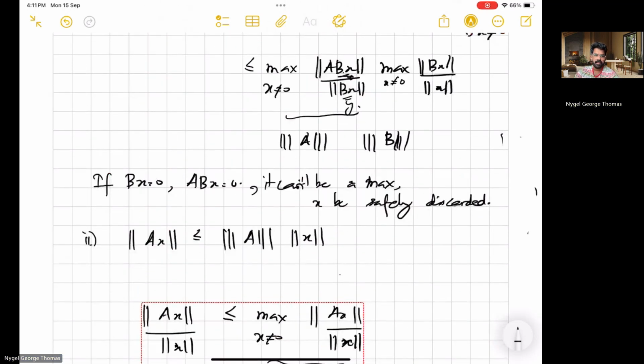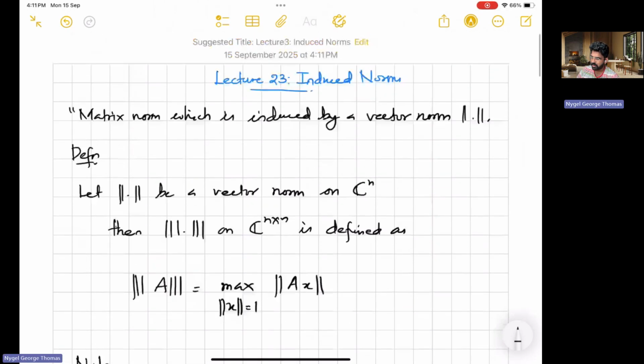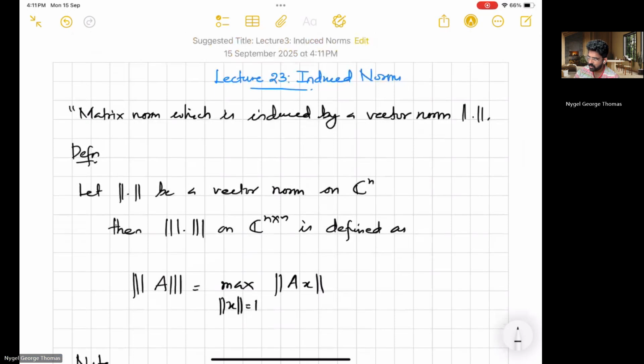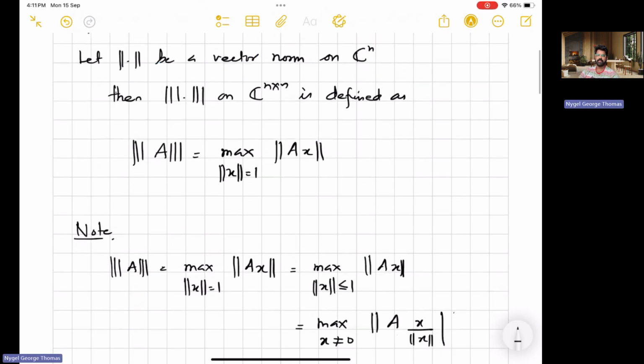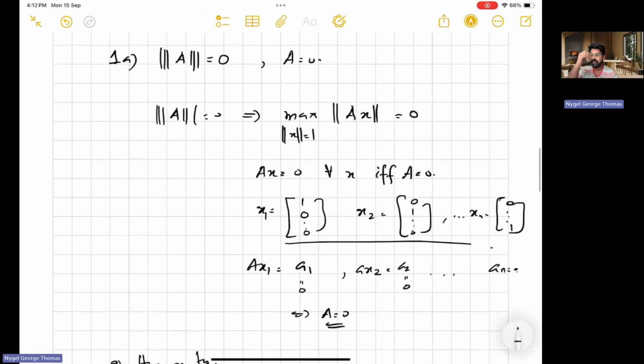Also, the induced norms are also known as operator norms. Or there's also another name, which is least upper bound norm. Okay. Let's end the discussion of induced norms here, and in the coming lectures, we'll look at few examples of induced norms.